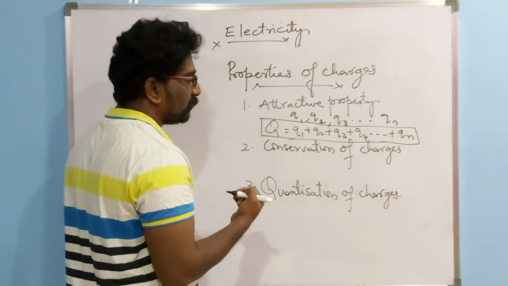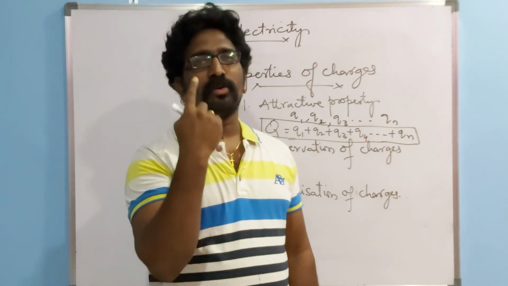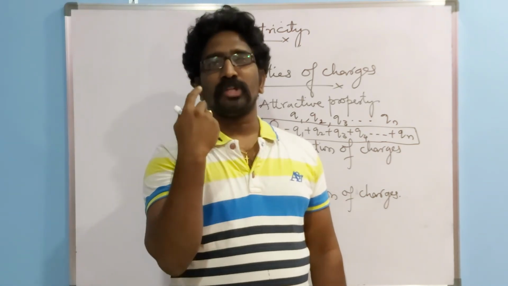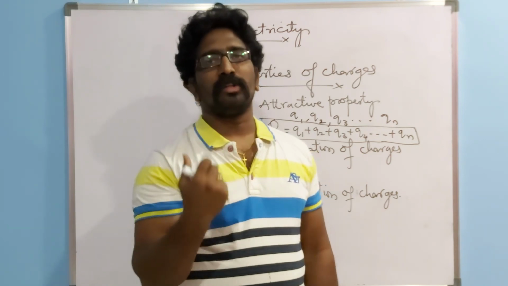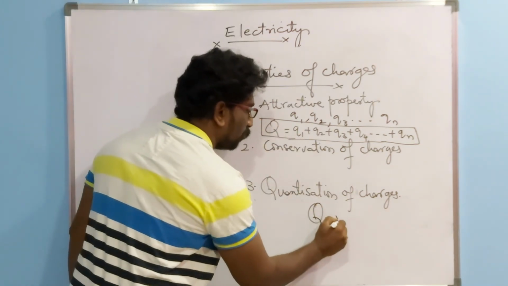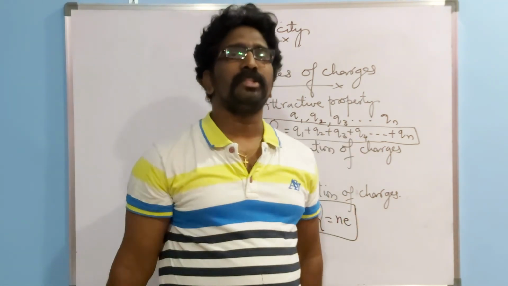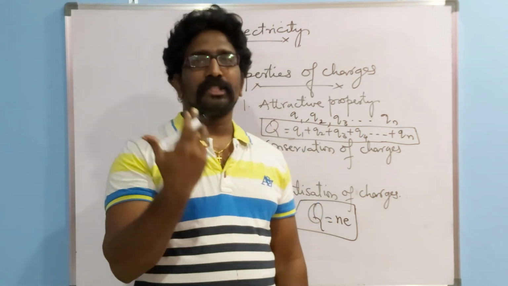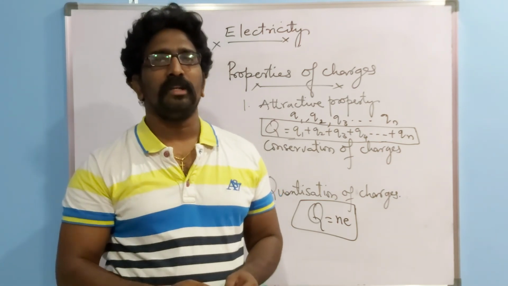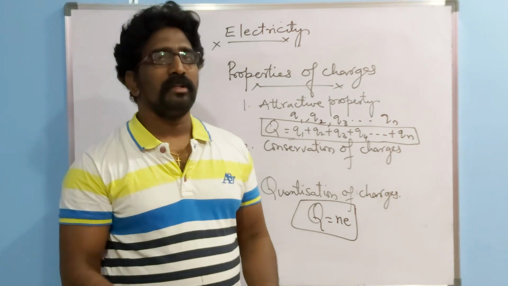Then what about quantization of charges? Let me consider one system. If I have one electron in that system, the charge of that system is equal to 1 electron charge. If I have a system with 2 electrons, the charge of that system is equal to 2 electron charges. It goes on like that. If I have n number of charges, then the charge of that system equals n e. So the quantum amount of charge accumulated in a particular system is called quantization of charge. That is Q equals N into E.